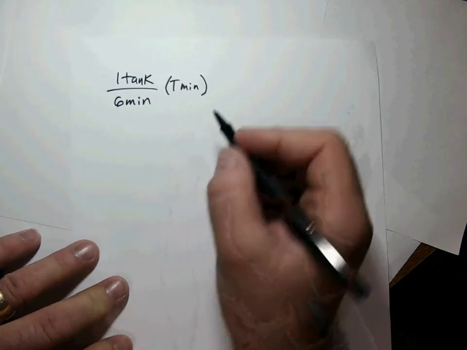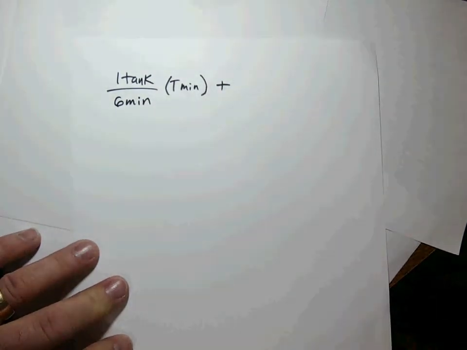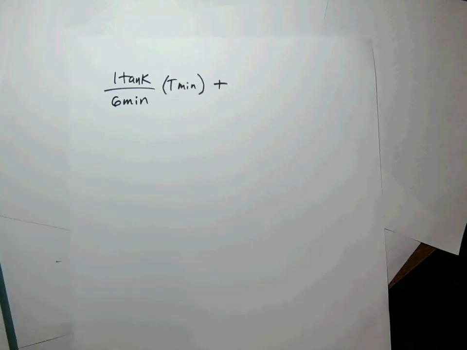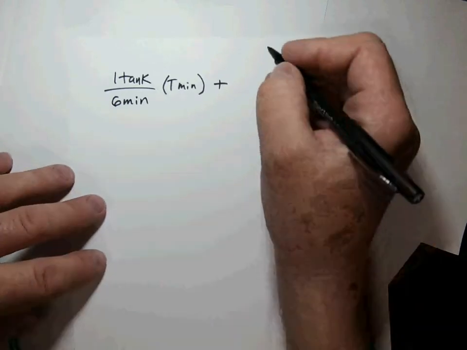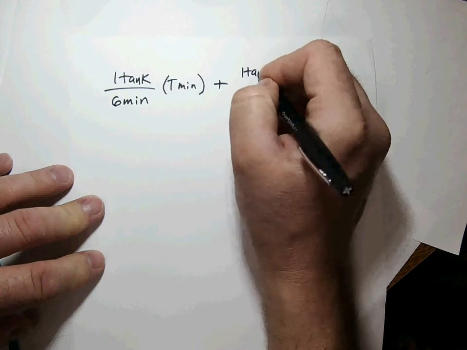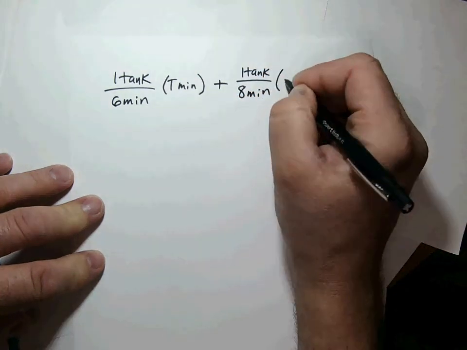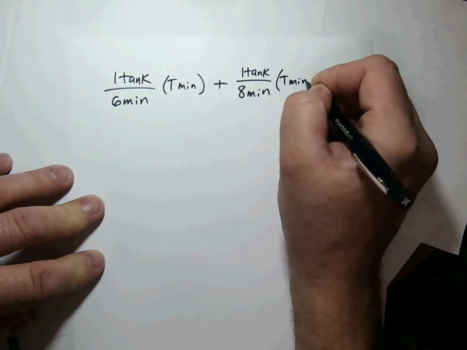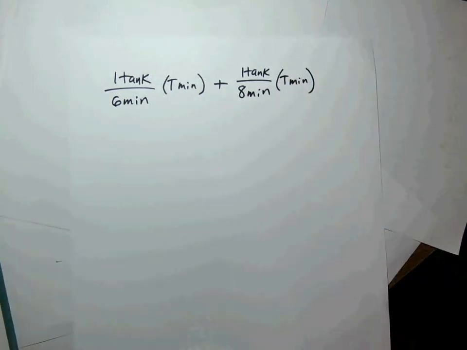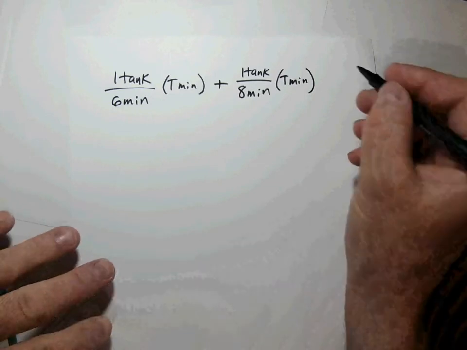That's the first pipe. But I've got a second pipe helping out here. That second pipe can fill the same tank in 8 minutes. So I can fill 1 tank in 8 minutes. And how long am I going to run this pipe? Well, the same unknown number of T minutes. So 1 tank in 6 minutes, 1 tank in 8 minutes. I'm going to add them together with the same amount of time, and what's my end result here? I want to fill 1 tank.